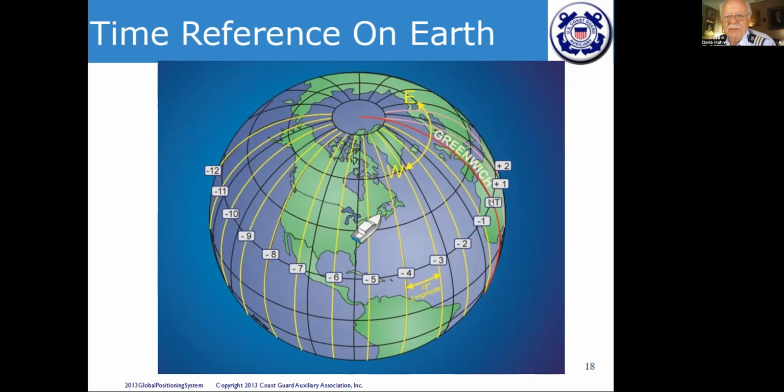And that's because the Earth's rotation goes in this manner. And that means that the sun doesn't move, but the light comes in the opposite direction. So it's always later as you go further and further west.